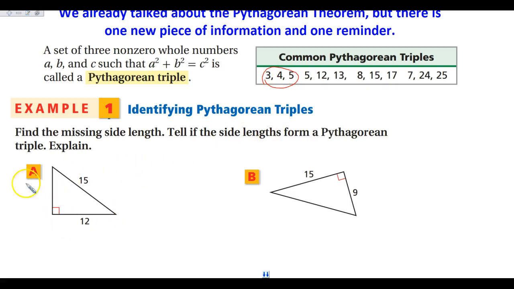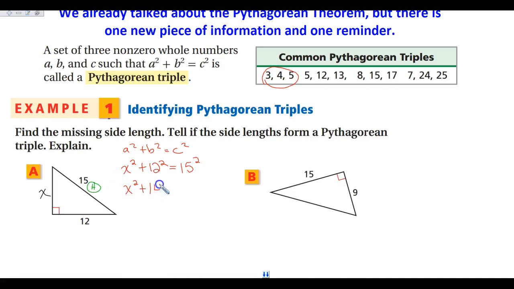Okay, so let's take a look at part A here. I want to find the missing side length, so I'm just going to call that x. This is my hypotenuse, so that is my c. So I'm going to do a squared plus b squared equals c squared. Okay, and I'm going to do x squared plus 12 squared is equal to 15 squared.